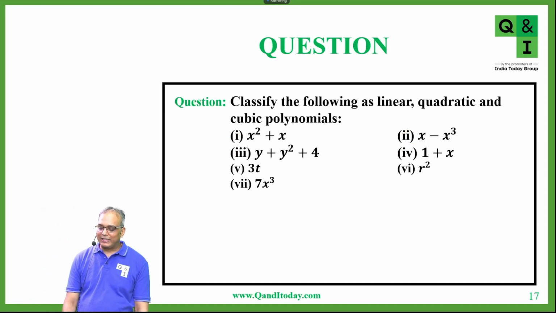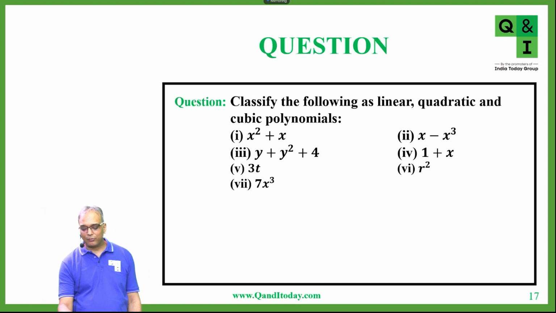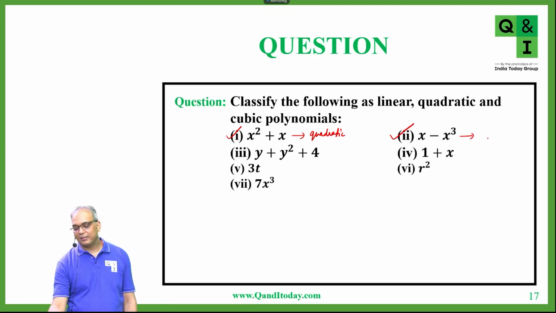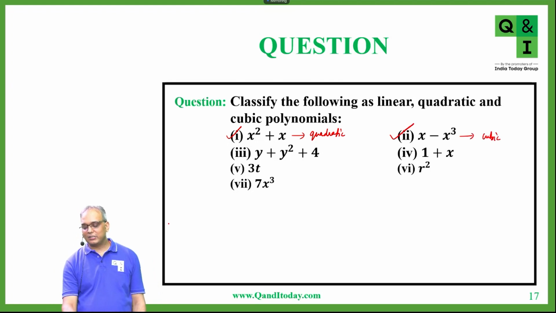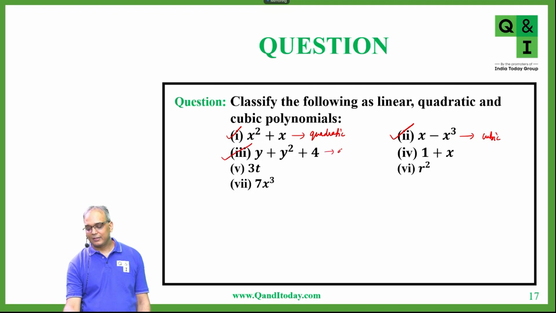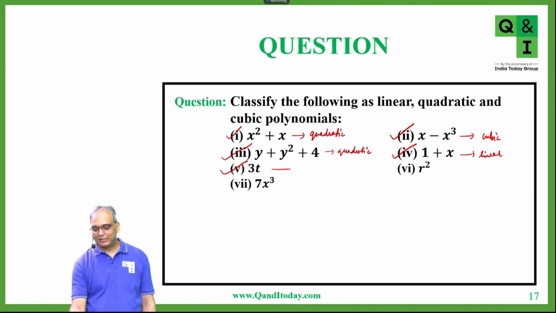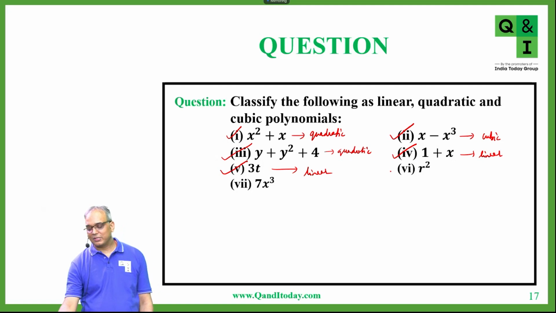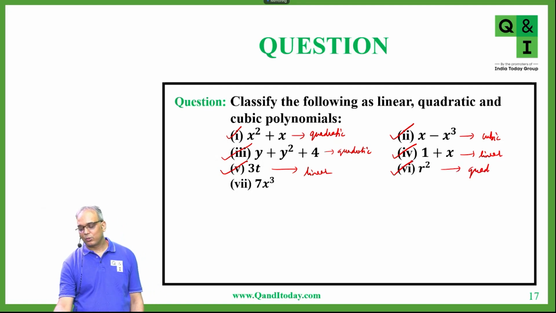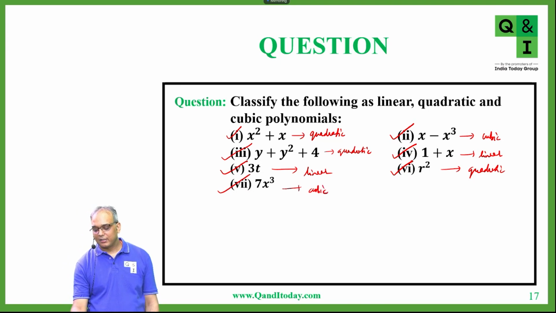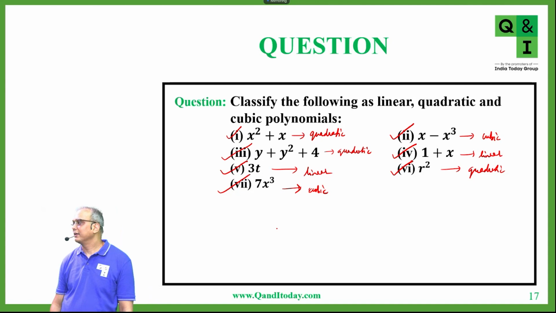Now you have to classify the following as linear, quadratic, and cubic polynomials. What is this first one? Quadratic. It is a quadratic polynomial because the degree is 2. Second one? Cubic, because the degree is 3. Again? Quadratic because the degree is 2. Linear, because the degree is 1. Linear because the degree is 1. Quadratic because the degree is 2. Cubic, because the degree is 3. Okay?